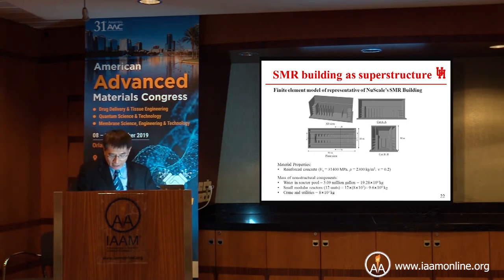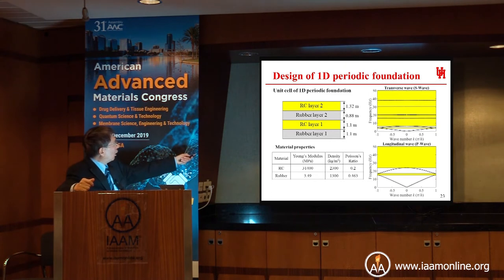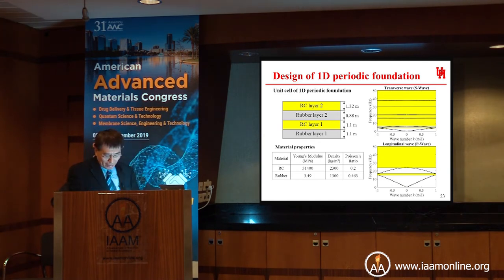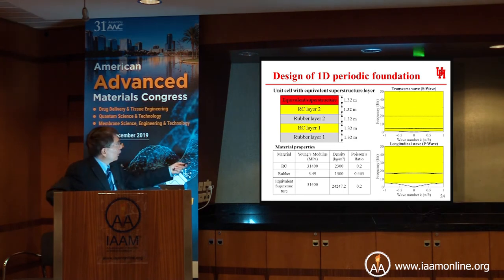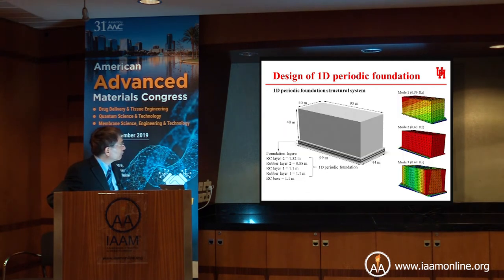We did our design, as you can see, this is our 1D pyramid foundation. We found the frequency band gap. As you can see, the yellow region is the frequency band gap. And then we also consider the superstructure, the nuclear small modular reactor building, as an equivalent layer. So we get the frequency band gap even better, even wider and lower. And we did the modal analysis for the entire building, including the 1D periodic foundation, mode 1, 2, 3.